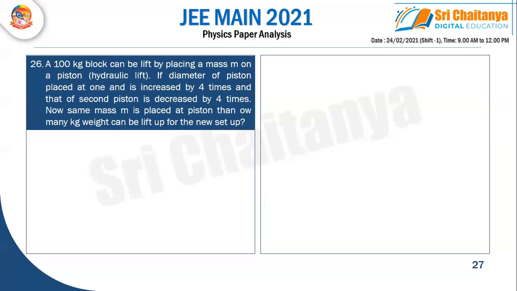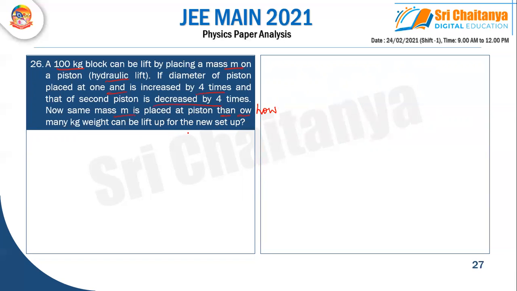A 100 kg block can be lifted by placing a mass m on a piston of a hydraulic lift. If the diameter of the piston at one end is increased by 4 times and that of the second piston is decreased by 4 times, and the same mass M is placed on the piston, then how many kg weight can be lifted up for the new setup is the question.